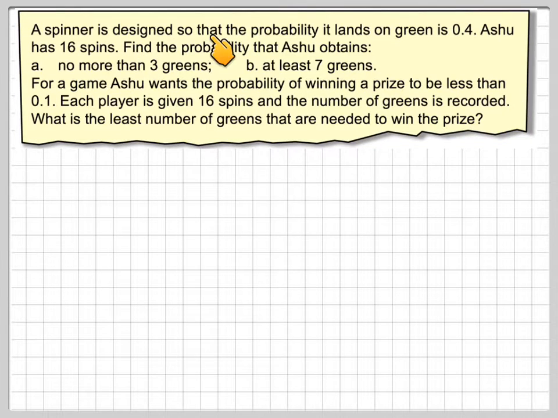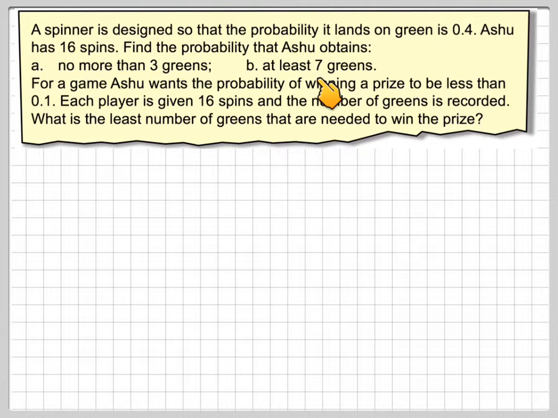A spinner is designed so the probability it lands on green is 0.4. Ashu has 16 spins. Find the probability that Ashu obtains A, no more than 3 greens, B, at least 7 greens. For a game, Ashu wants the probability of winning a prize to be less than 0.1. Each player is given 16 spins and the number of greens is recorded. What is the least number of greens that are needed to win the prize?